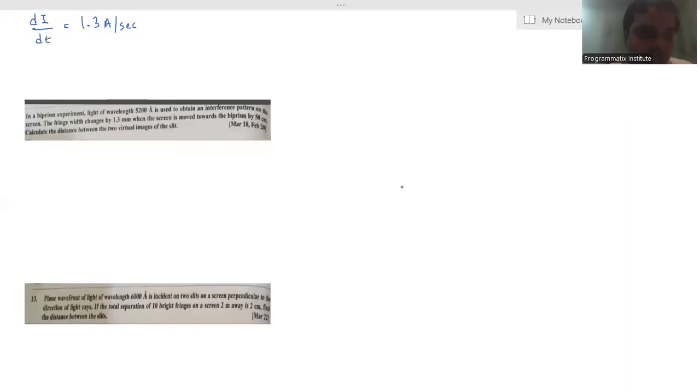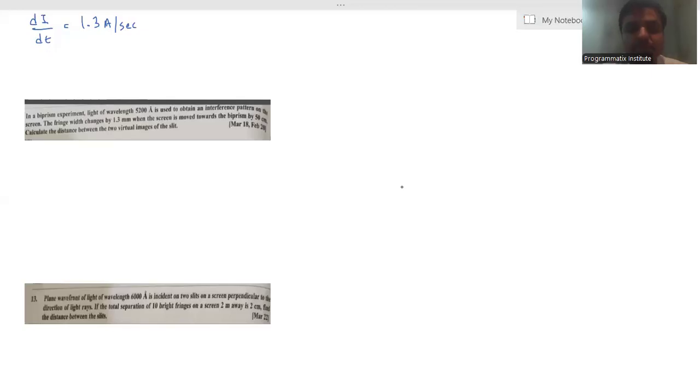In a biprism experiment, light of wavelength 5200 angstrom is used to obtain an interference pattern on the screen. The fringe width changes by 1.3 mm when the screen is moved towards the biprism by 50 centimeter. Calculate the distance between the two virtual images of the slit. Okay, so over here they are talking about the biprism experiment. This question was asked last in Feb 2020.